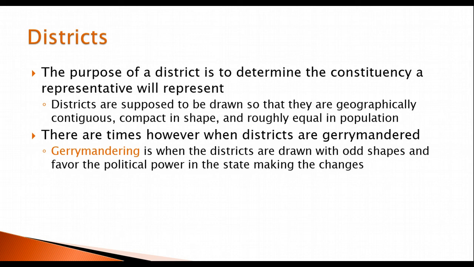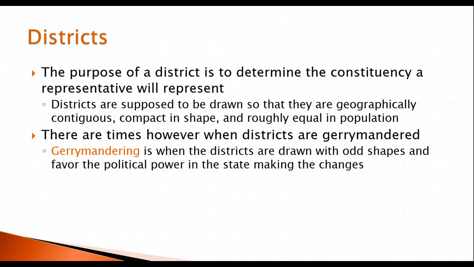Compact in shape, that's a relative concept, and when we look at the actual maps that exist in the state of Florida, it could be argued that they're not all that compact in shape. Especially when you look at other districts throughout the country, there are some major issues with that concept and whether or not that's actually enforced. And they're supposed to be roughly equal in population to ensure that the votes in one constituency, in one district, are roughly equal to the power of the vote in another place.